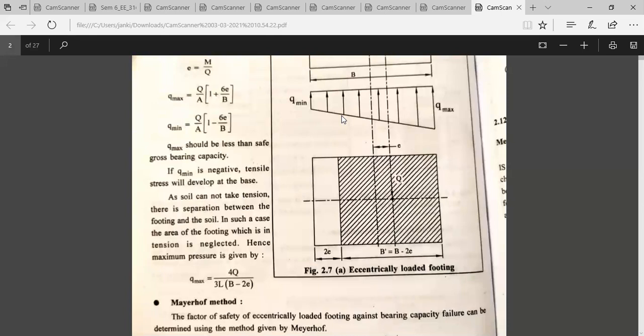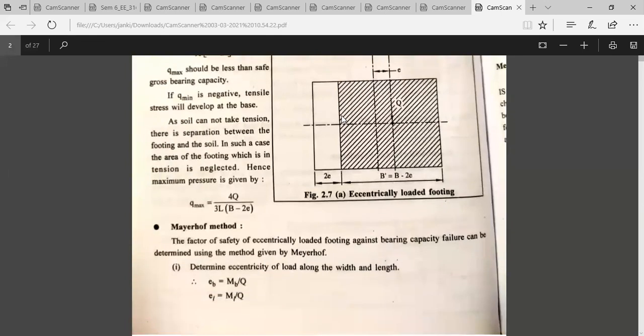So in such cases, the area of the footing which is in tension is neglected. The equation of maximum pressure: q maximum is equal to 4Q divided by 3L(B minus 2e), right? Here, one method is given, which is the Meyerhof method. The factor of safety of an eccentrically loaded footing against bearing capacity failure can be determined using this method, given by Meyerhof, right?